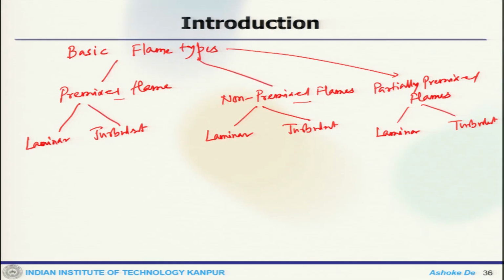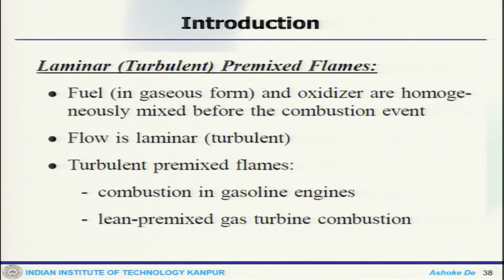So, apart from this classification, there could be some other flames like triple flames and edge flames. These are some of the other information one can have regarding the flame classification. Now, if we get to the details of this laminar or turbulent premix flame, what exactly it is.